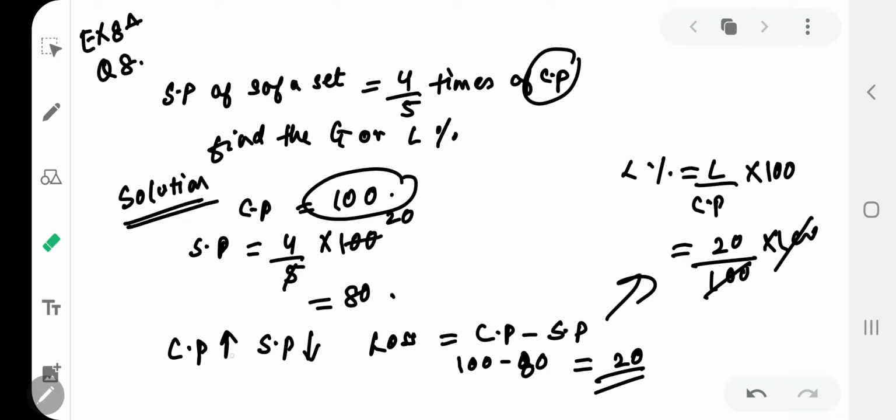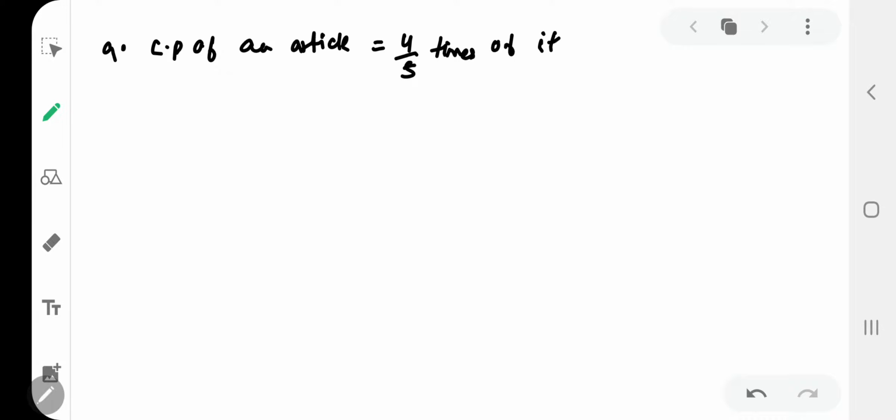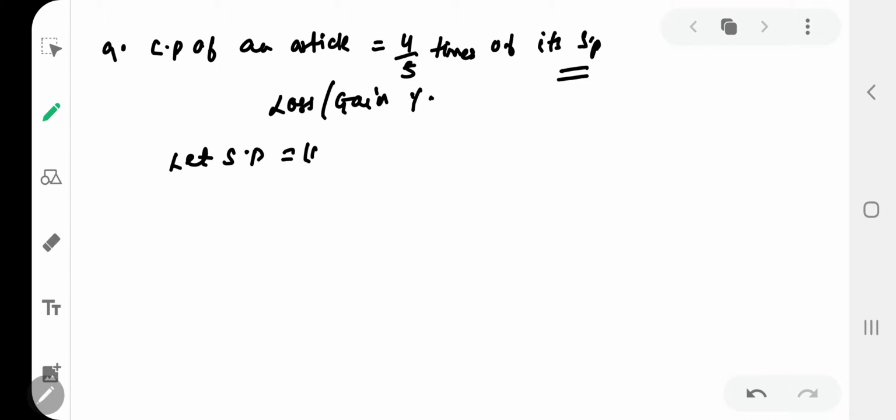Next we have problem number 9, which says the cost price of an article is 4 upon 5 of its selling price. Now in this case we do not have the selling price and you have to find loss or gain percent. Now you do not have selling price, so in this case I'll prefer taking selling price as 100.